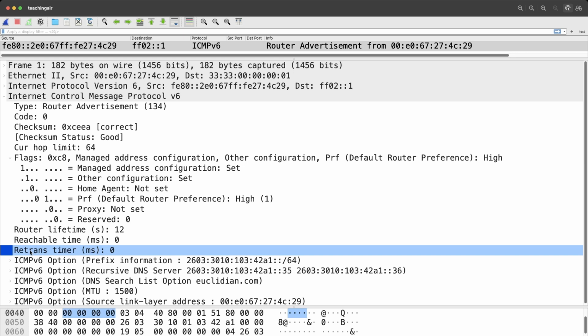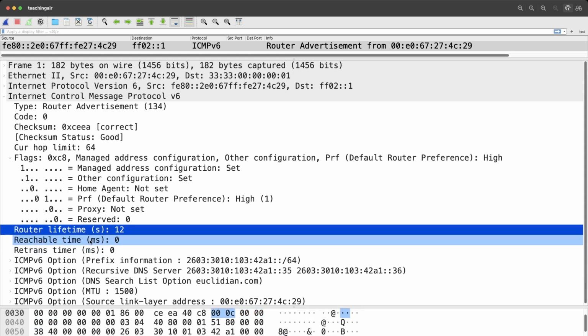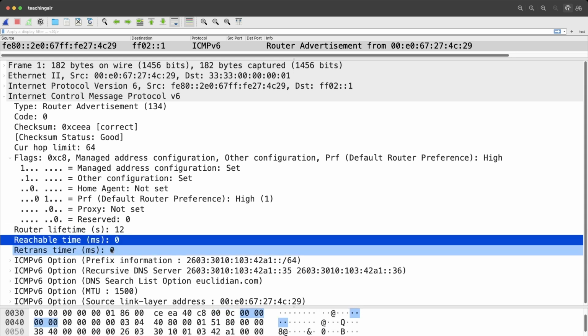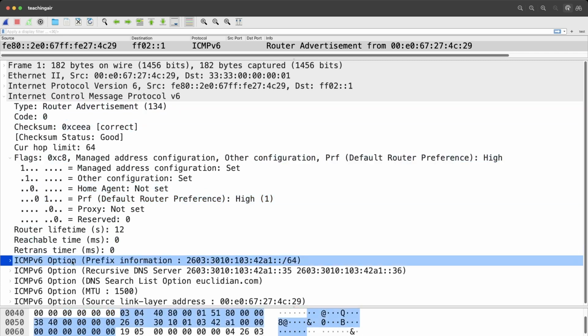Notice that these 2 times here are in milliseconds, while the router lifetime here is in seconds. And these times being 0 just means I don't set anything here. I leave it up to the operating system to come up with this. But you can see how for very large static networks, you may want to set a larger time here to cut down some on the chatter of these neighbor discovery packets. Okay, so this is your header for these router advertisement packets. You always have these fields, and next we have options.